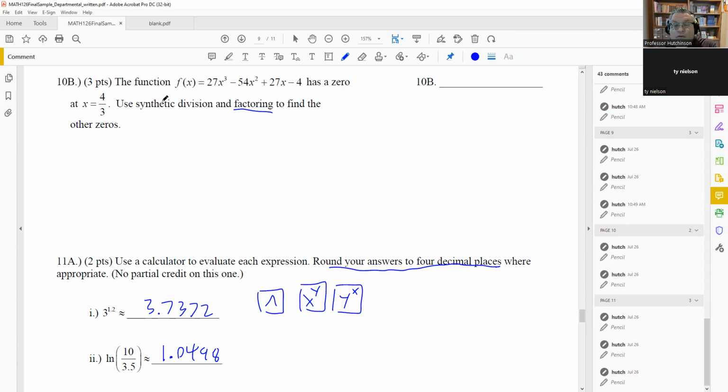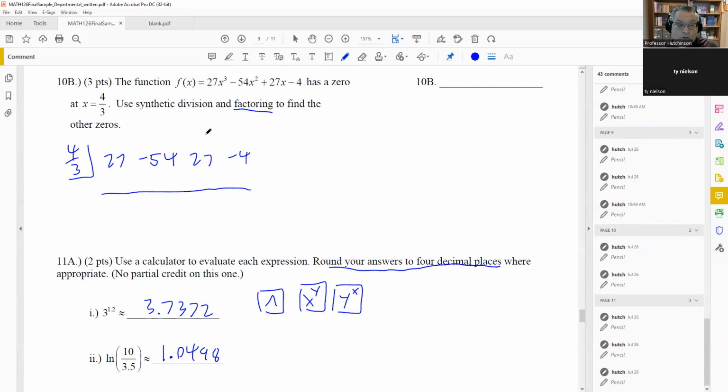So don't use quadratic formula. I need to see factoring in order to get the answer. Okay, so specifically these two things you have to use: synthetic division and factoring. So 4/3 is a 0, which means that we'll put that in here. Okay, so we're going to do that first.